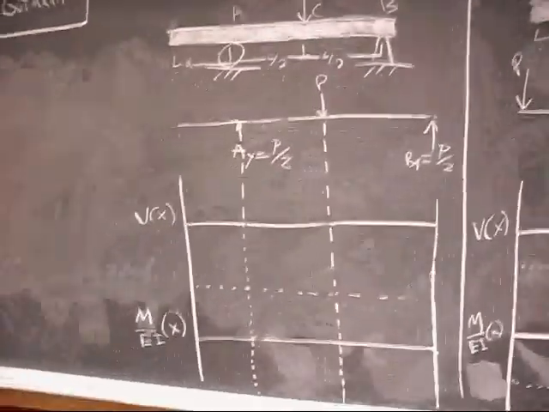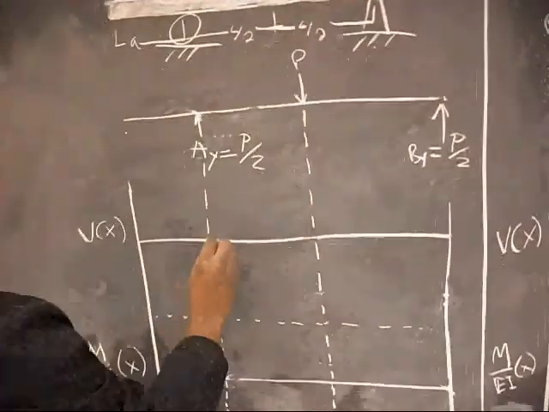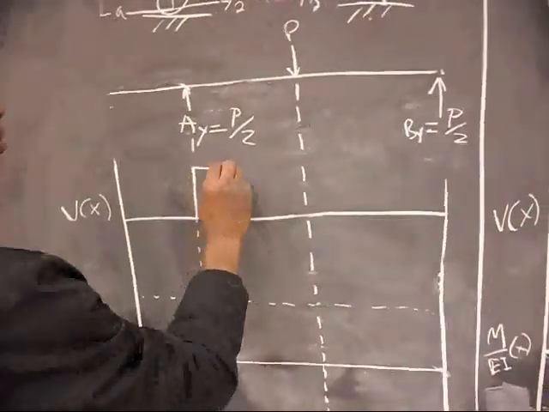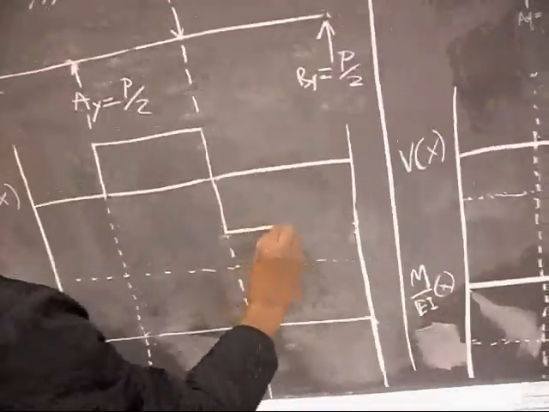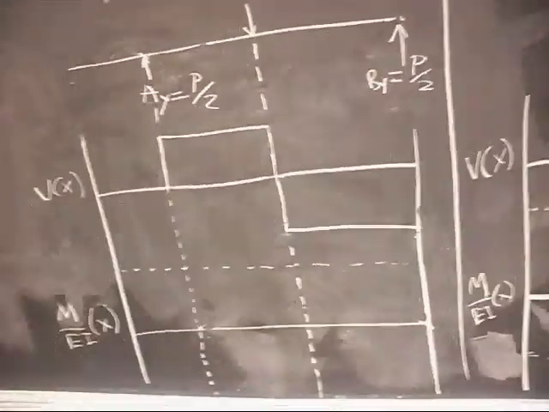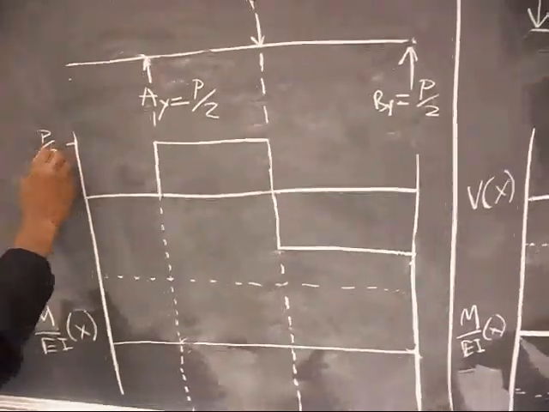Alright, so now that we know the reaction forces, we can draw the shear diagram. We know it's positive between points A and C and negative between points C and B. The max of this diagram is at P over 2, and the min of this diagram is at negative P over 2.